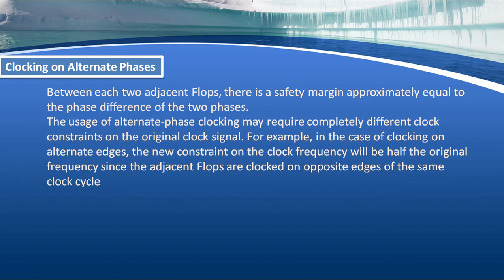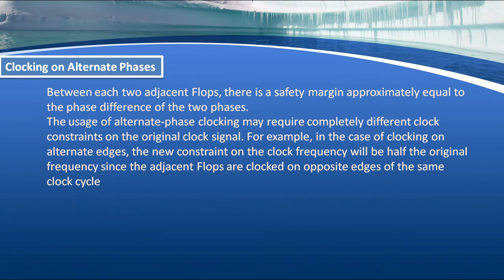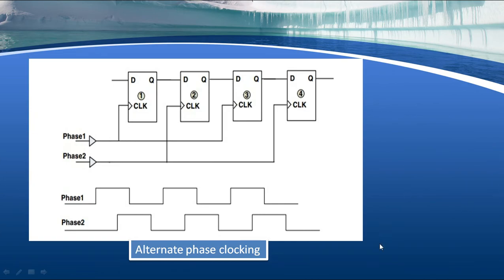Since the adjacent flops are clocked on opposite edges of the same clock cycle, here you find they were on 1 2 3 4. Here they will be opposite to that. 1 2 3 4, they will be opposite here. Phase 1 and phase 2. Phase 1, phase 2. It will be on this, it will be on this. So they have alternate phase clocking.